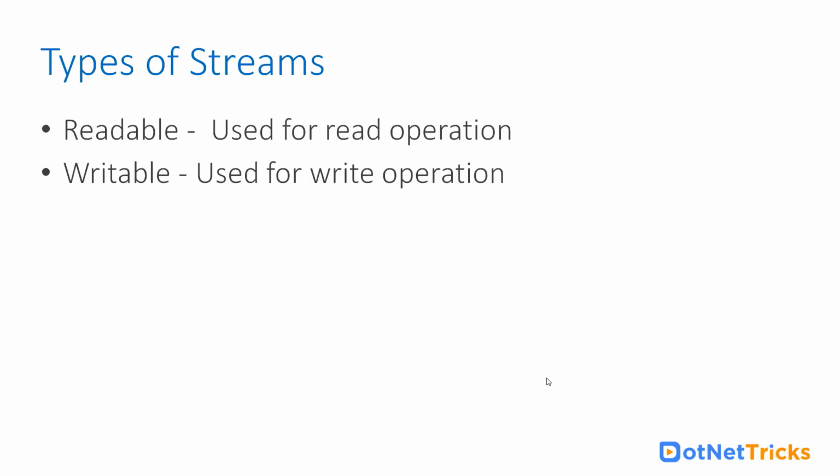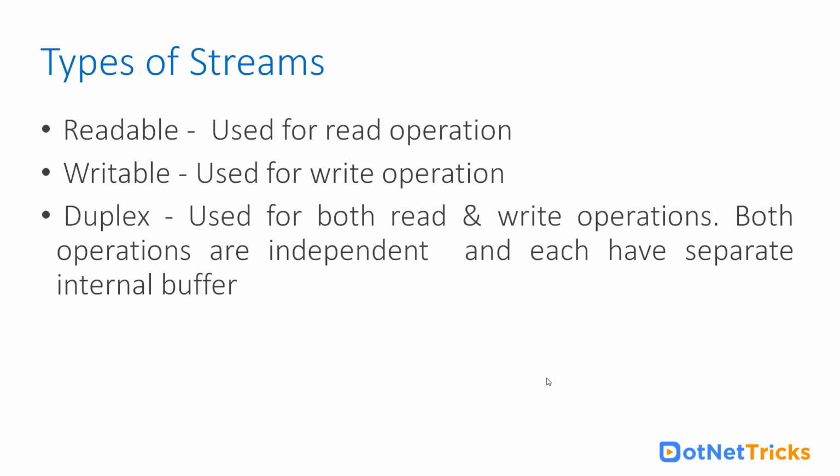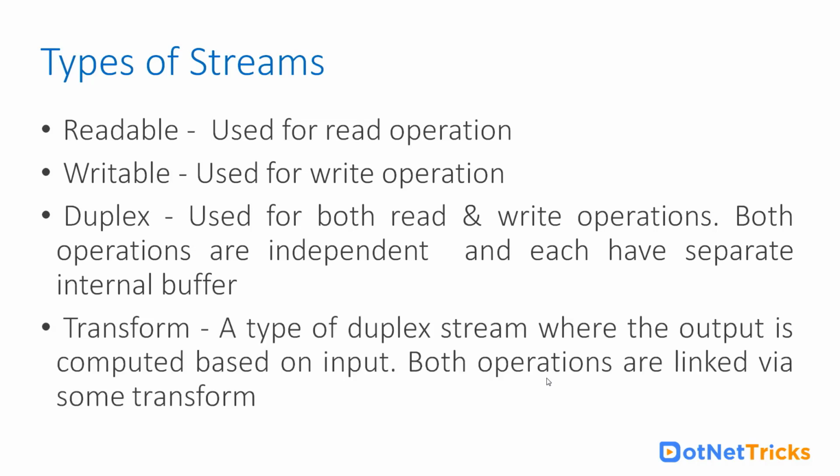The first type of stream available is the readable stream, from where we can read. It is only used for read operations. Then there is another called writable streams, where we can perform write operations. We also have duplex. In duplex we can perform both read and write operations, and both will have a separate internal buffer. We don't have to worry about the buffer. And then we also have something known as transform, where we can use the pipe operator to transform the data before we complete our write operation.